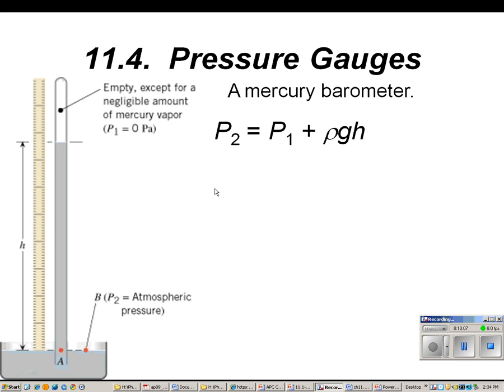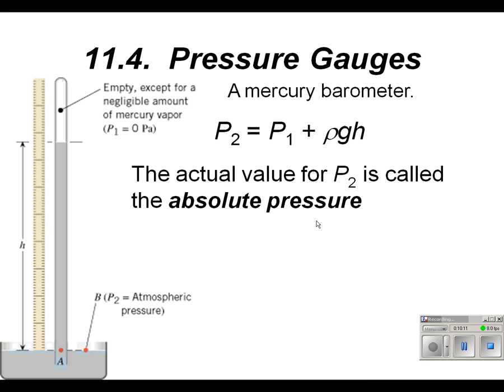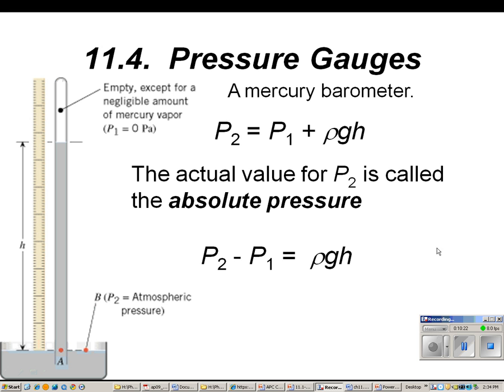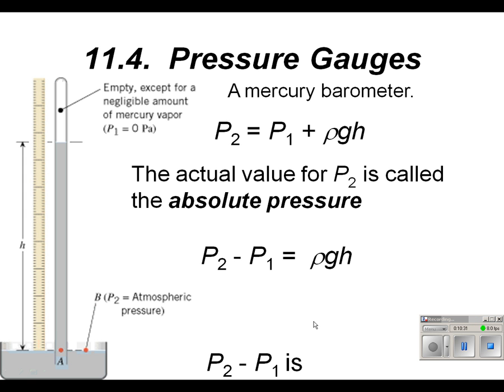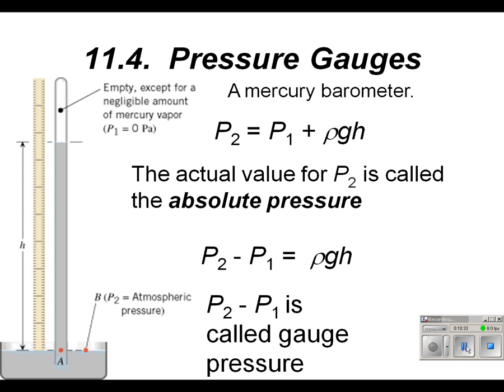We can use our equation P2 equals P1 plus rho gh with the mercury barometer as well. The actual value for the P2 is the absolute pressure. That's the pressure on the outside of the tube. The gauge pressure would be P2 minus P1, the difference between the two pressures. That'd be rho gh. That's called the gauge pressure.